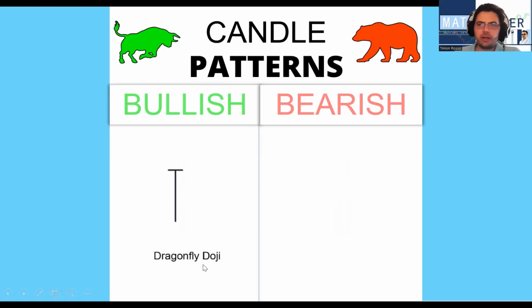Dragonfly doji. This is one of the most bullish candlestick charts that you can get when it comes to trading. And basically it's saying that the price opened at a certain level. Then there was testing and supply where the sellers brought down the price to a certain low, and then it went right back up to the high where it opened, and it closed exactly where the high and the open is. This is a dragonfly doji. It's bullish, and it's a good signal sometimes for reversal in a trend.